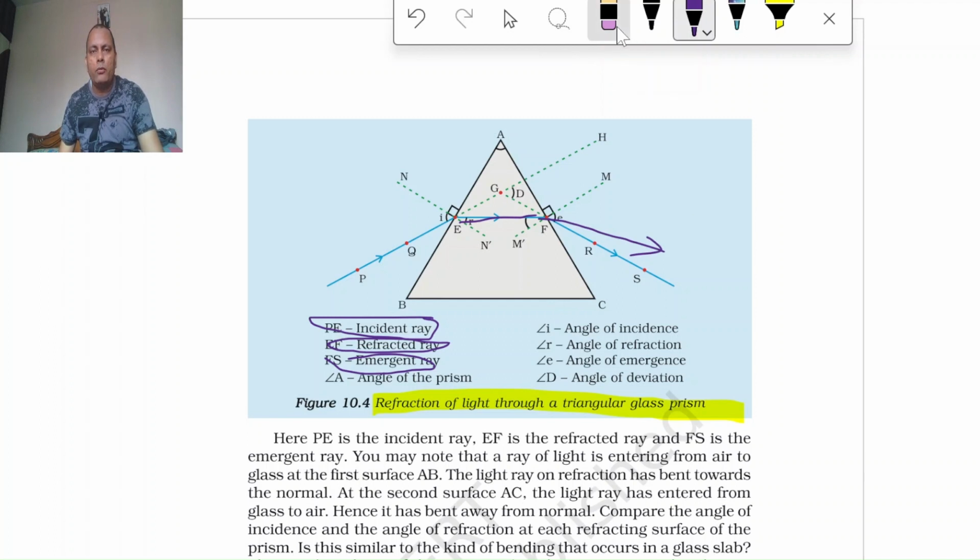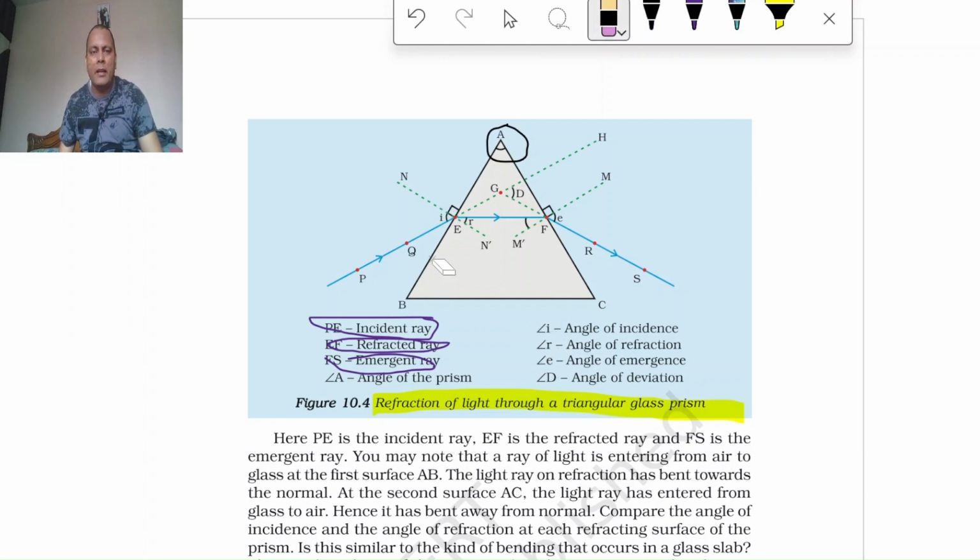We should first understand the terminology. The angle of the prism is A. This is the angle of the prism. Then there is the angle of incidence, angle of refraction, angle of emergence, and angle of deviation. So these points we need to understand.